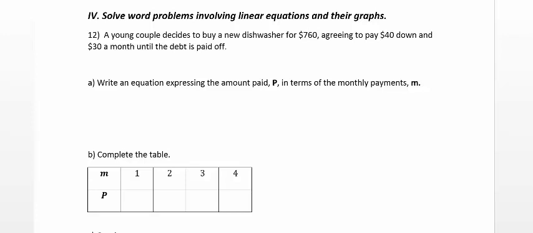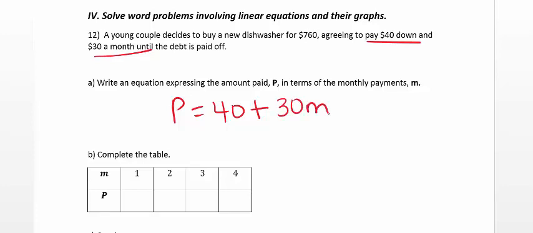We're going to solve word problems involving linear equations and their graph. Number 12, a young couple decides to buy a new dishwasher for $760, agreeing to pay $400 down and $30 a month until the debt is paid off. We have to write an equation expressing the amount paid P in terms of the monthly payments M. So P equals $40 down, so that's $40 plus $30 a month. The expression for $30 a month would be 30 times the number of months, which is M. And here's our equation we can use.